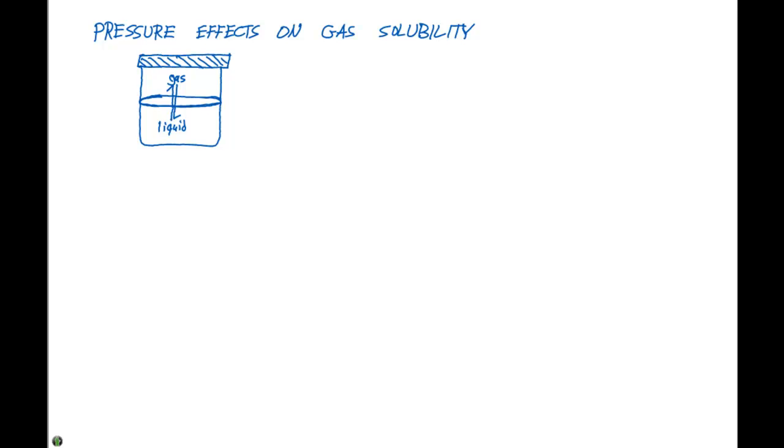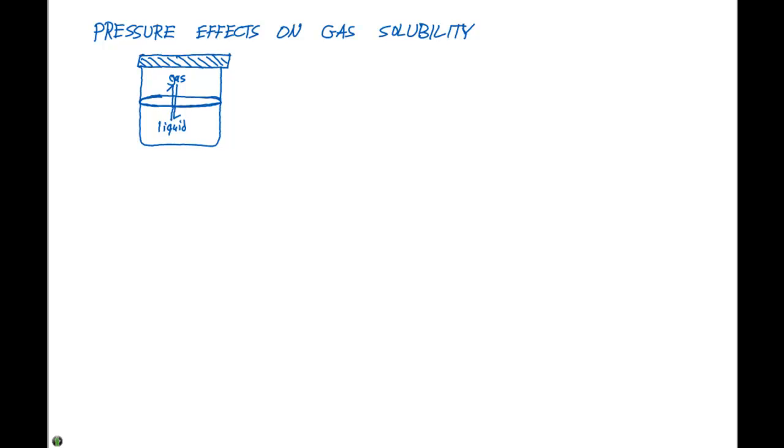In this video, we're going to look at pressure effects on gas solubility. So let's just assume here I have a closed vessel, and we have a liquid down here at the bottom, and then there's gas on top of that liquid. And the gas can't escape this container, so there's going to be an equilibrium established between the gas molecules above the liquid and those molecules that are in the liquid.